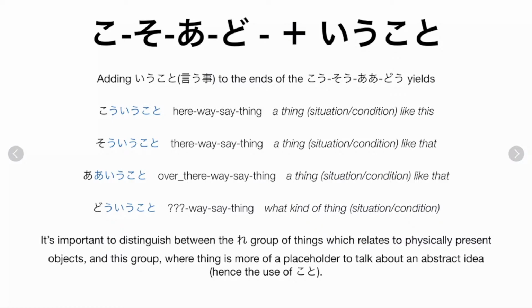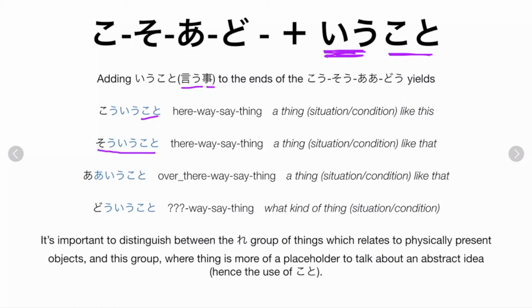Okay. We can have a koso ado pattern with iu, koto. Iu as in say, koto, thing. Here it is in kanji, iu, koto, right? Adding that to this ko, which was an adverb, and iu is your verb. So ko iu is say like this. Koto is thing, right? So a thing that is like this, or a thing that is like that.